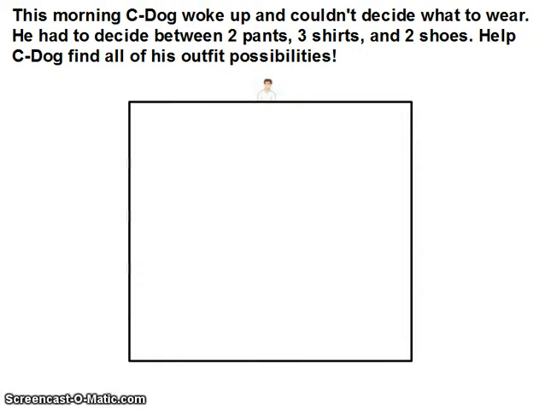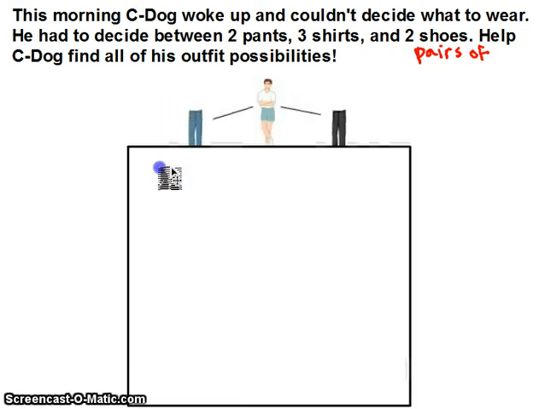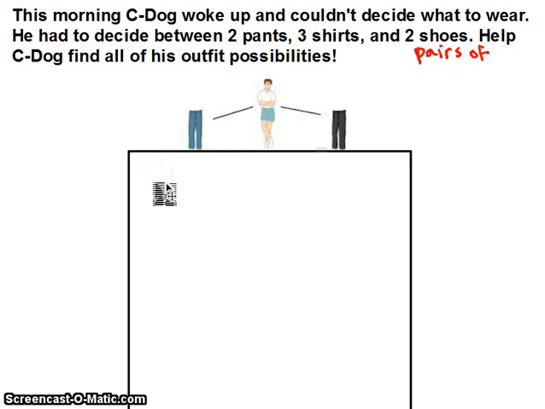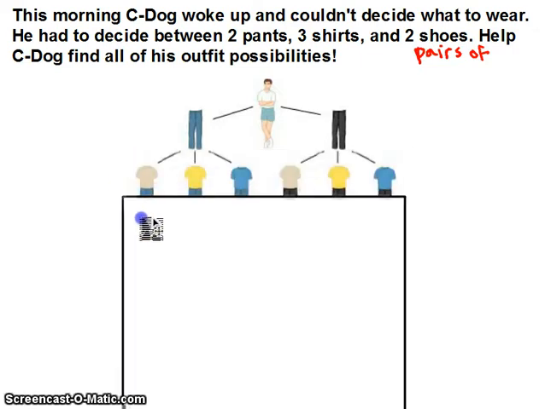We have this scenario, Sea-Dog. He woke up and he couldn't decide what to wear. He had to decide between 2 pants, 3 shirts, and 2 pairs of shoes. Help Sea-Dog find all of his outfit possibilities. So, Sea-Dog has 2 pants, and from the 2 pairs of pants, he could choose 3 shirts.